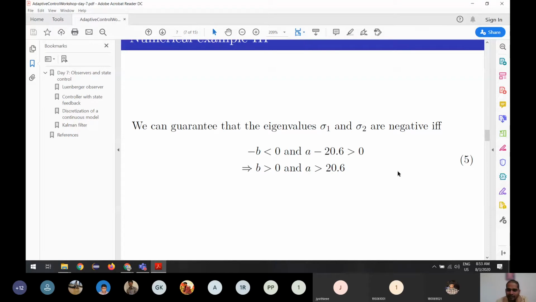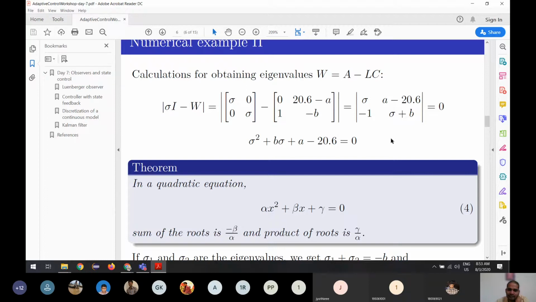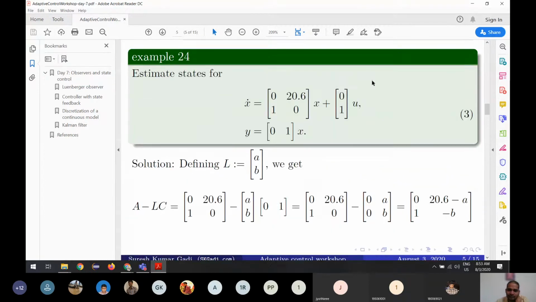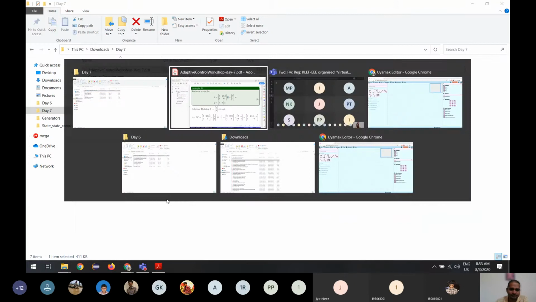So if we take b greater than 0 and a greater than 20.6, we can assure that the L is a correct value, a sufficient value to observe this system. What does observing mean? Observing means we can find the values of x1 and x2. So let us implement this in MATLAB and let us see how we get the result.